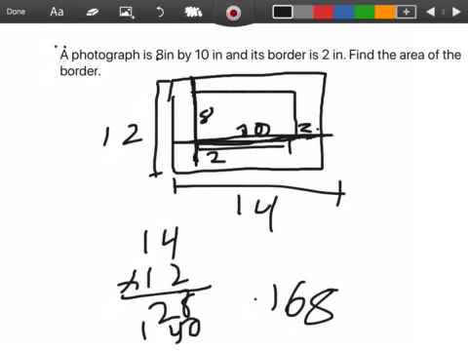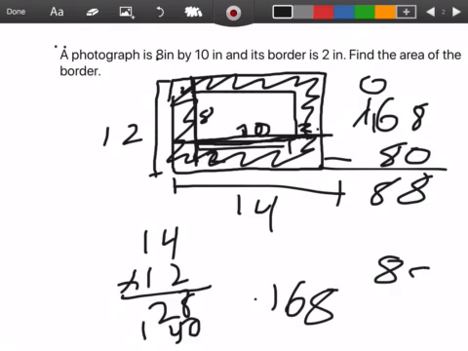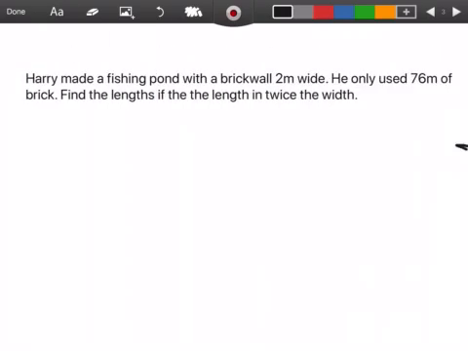168. But now, once we've done that, since we're finding the area of only the border and not with the photograph, we need to subtract 80 because 10 times 8 equals 80. So 168 minus 80 equals 88 inches. That's the answer.